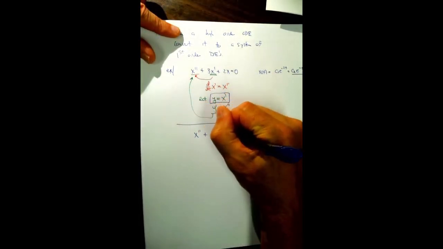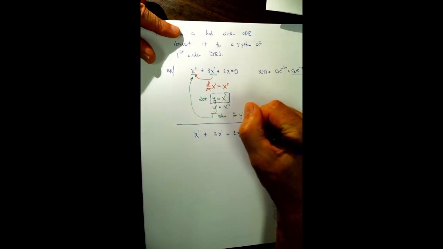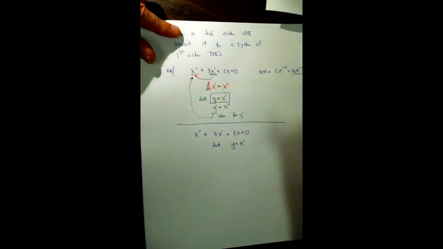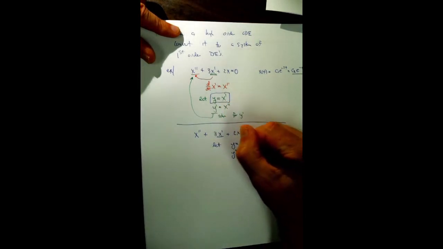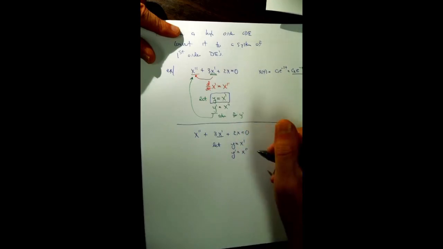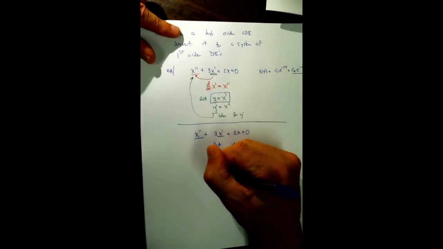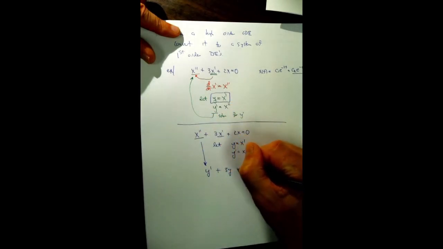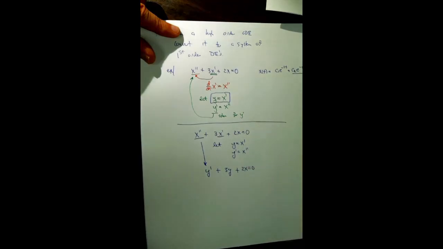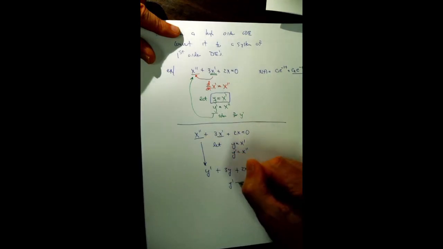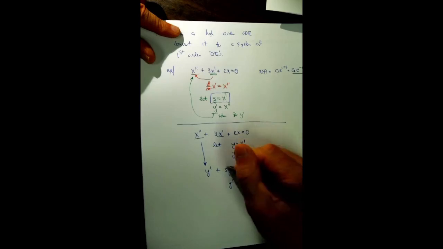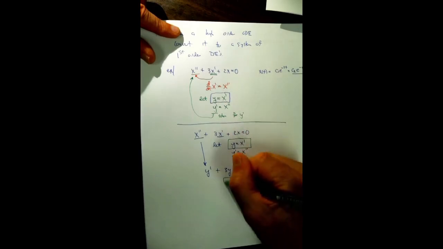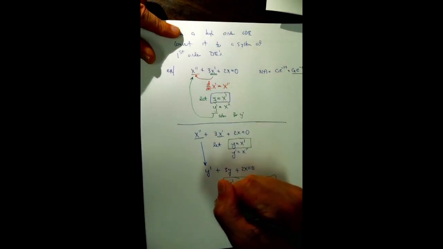So I have x double prime plus 3x prime plus 2x is 0. I'm going to let y equal x prime. So now that's my y. y prime will be x double prime. So there's y prime. So it becomes y prime, 3x prime becomes 3y, plus 2x is 0. And if I solve this for y prime, I subtract 2x from both sides, subtract 3y from both sides, and now I have a system of equations.